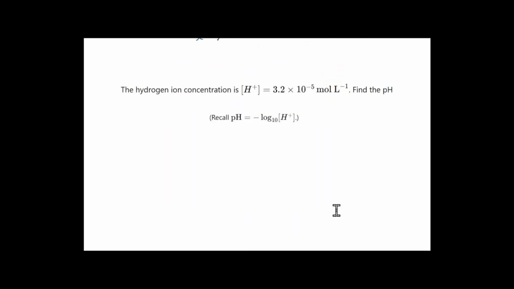All right, hydrogen ion concentration is 3.2 times 10 to the power of negative 5 moles per litre. Find the pH, where pH is the negative log 10 of the concentration of hydrogen ions. Well, the pH is therefore going to be equal to negative log 10 of 3.2 times 10 to the negative 5, because it's already in moles per litre, and they already give us the concentration.